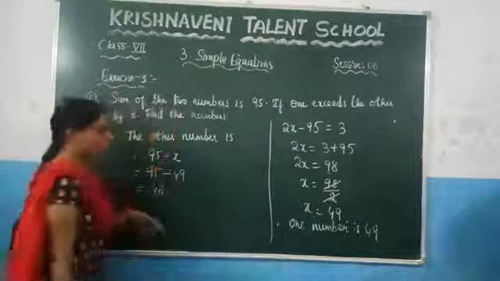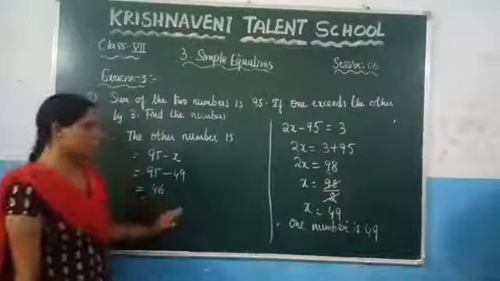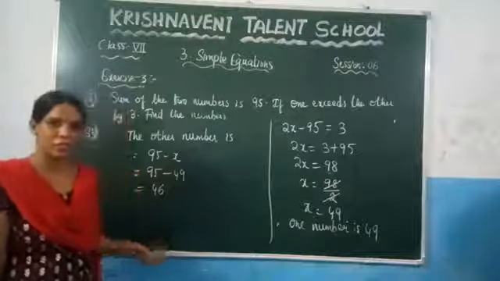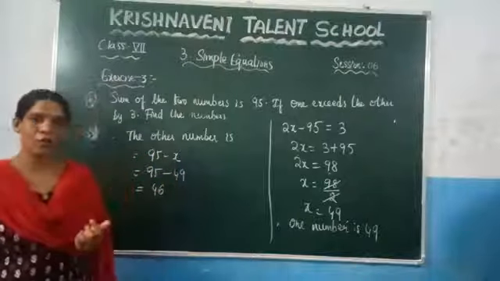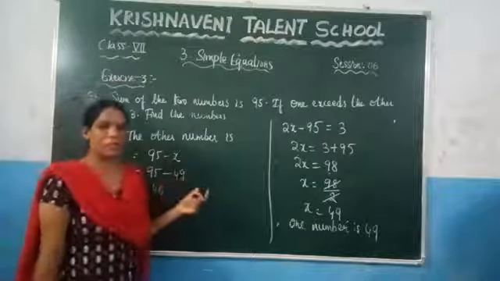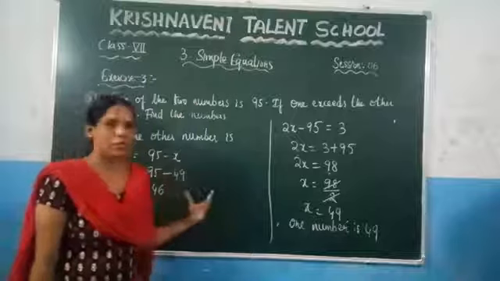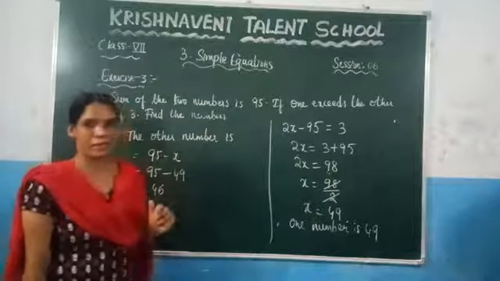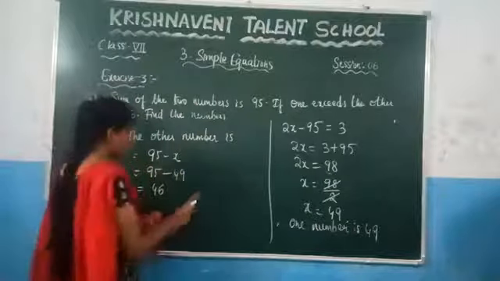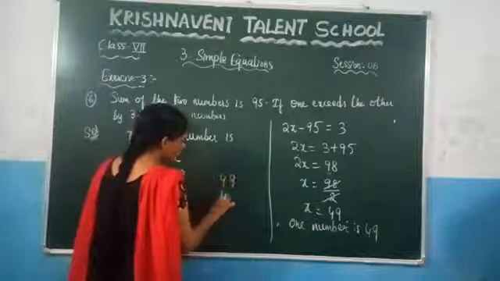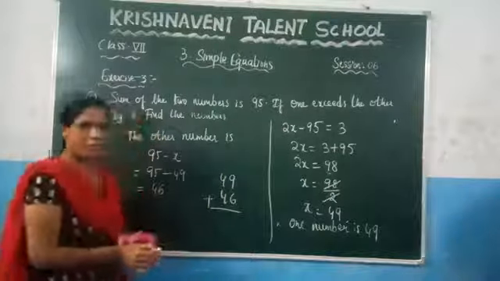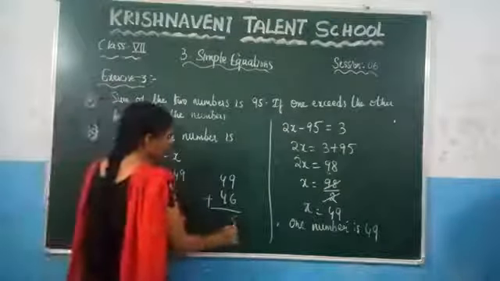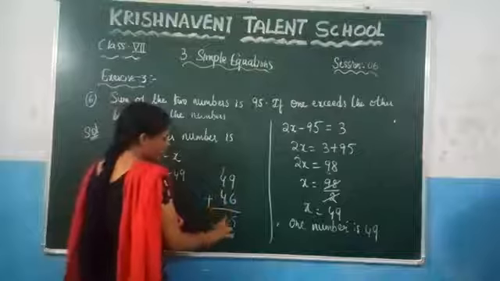Now here we got one number as 49 and the other number as 46, and you can check whether these answers are correct or not. How can you check? What is the problem they have given here? If you add these two numbers, you have to get 95. Let us check whether you are getting it or not. Let us add 49 and 46. 9 plus 6 gives you 15, write 5, and 4 plus 4 plus 1 is 9, so 95.